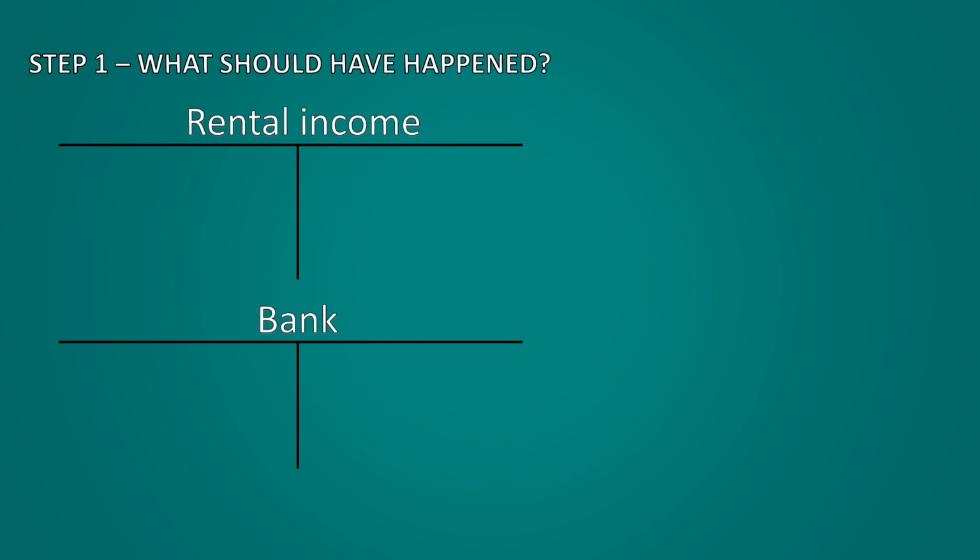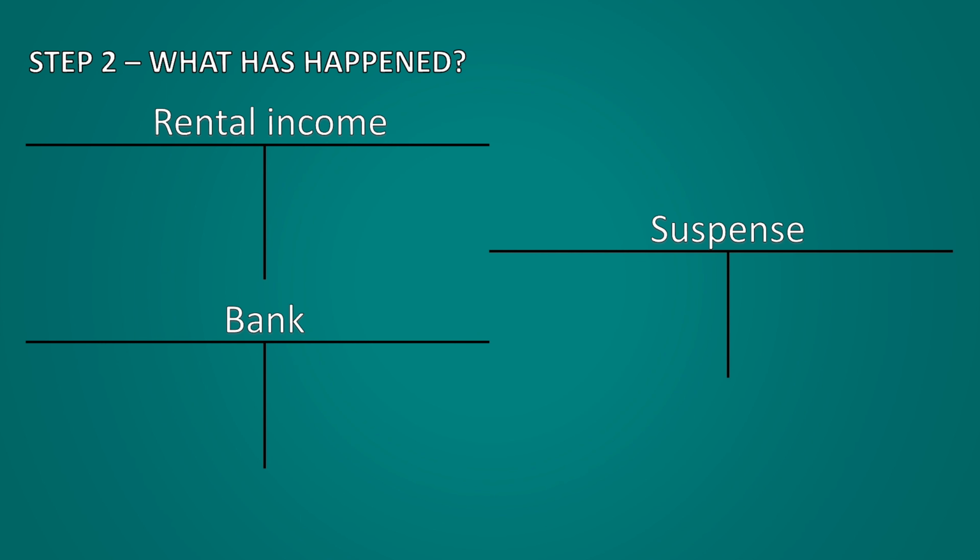Step 1 then. Enter what should have happened. The rental income should have been entered in as a credit for £12,400 to the rental income account and a debit to the bank account. Step 2. What actually happened? The bank entry has been entered in correctly to the debit side of the account and for the correct amount. The rental income has been correctly entered in on the credit side of the account, but for the wrong amount. This has been entered in as £14,200 rather than £12,400.